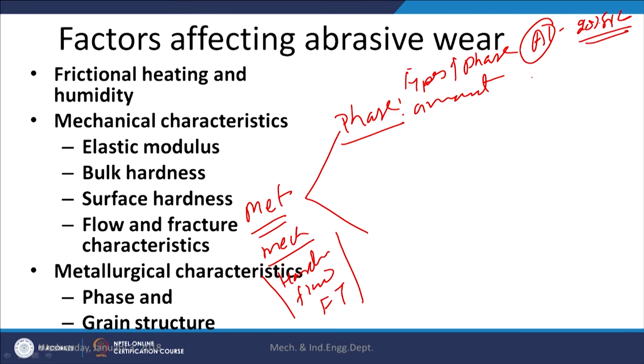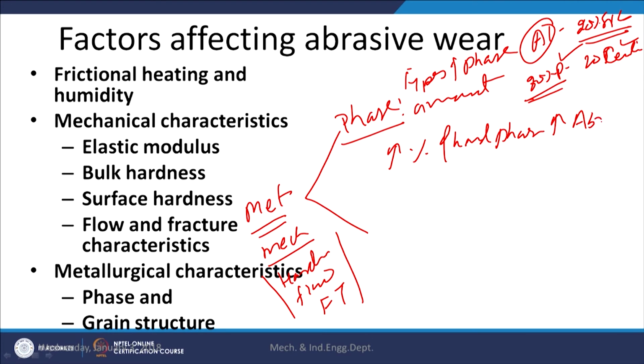Similarly, we may have 80% pearlite and 20% cementite, Fe3C. So, these are the two phases, pearlite and cementite, and what matters is the relative amount or proportion of these phases. Increasing the percentage of hard phases in general increases the abrasive wear resistance, and therefore efforts are made, especially in the case of soft matrices, to reinforce them with hard particles so that their abrasive wear resistance can be enhanced.